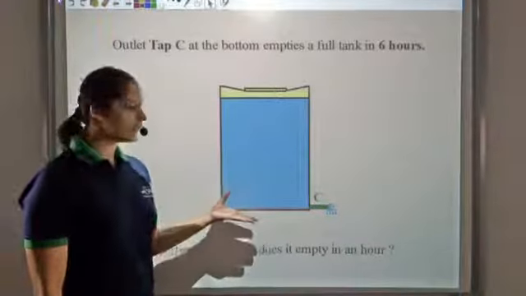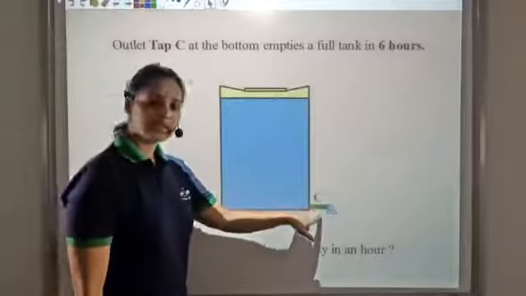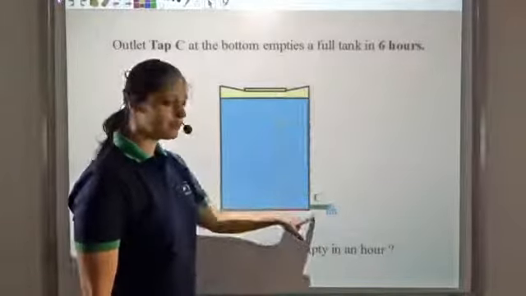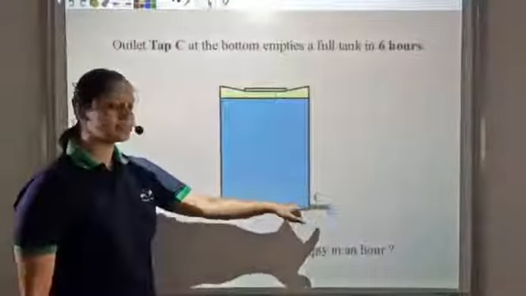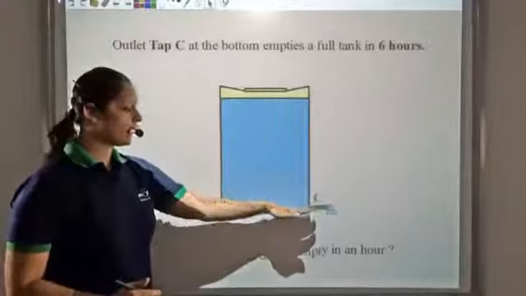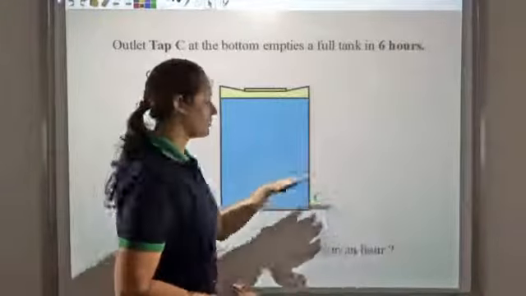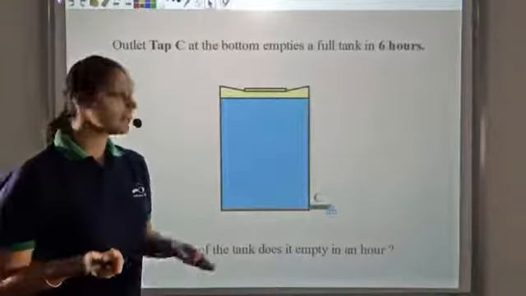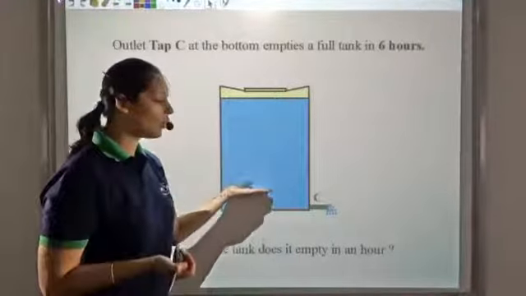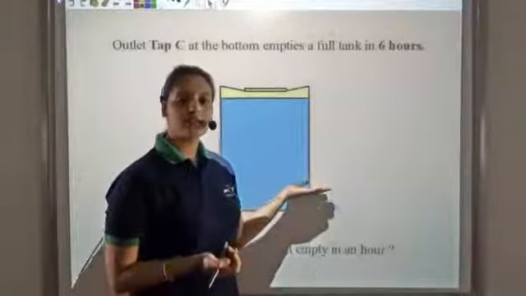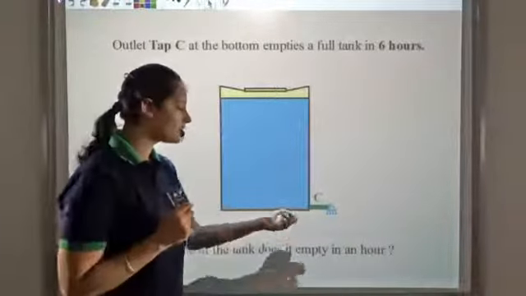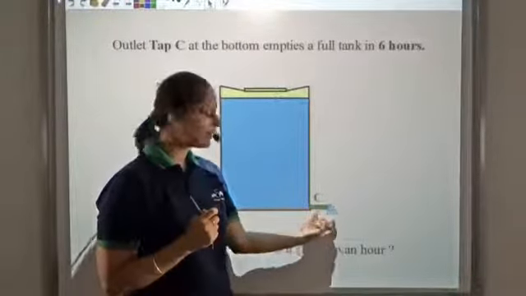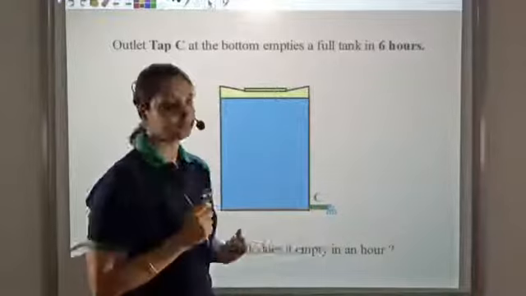Let's look at this water tank. There's a tap C at the bottom of this tank, and this tap C takes 6 hours to empty this tank completely. What I'm interested in is how much water is taken out from this tank in 1 hour. That is, what is the work being done by tap C in an hour.